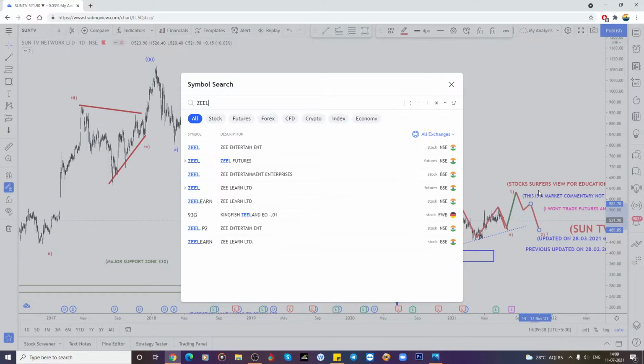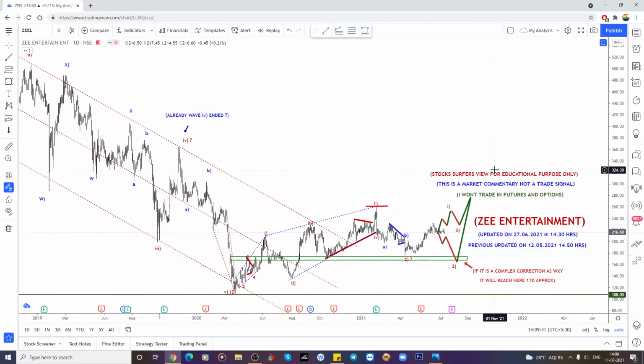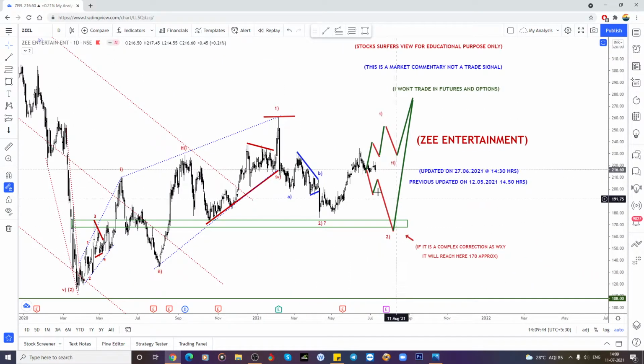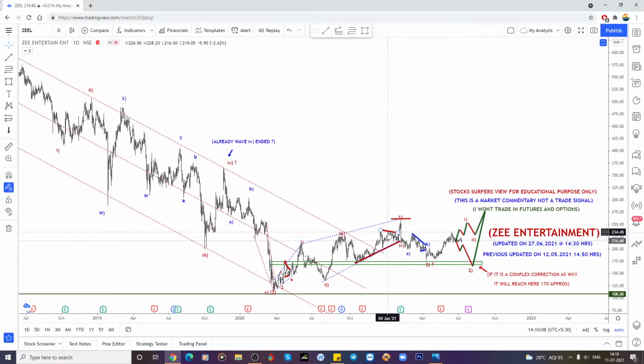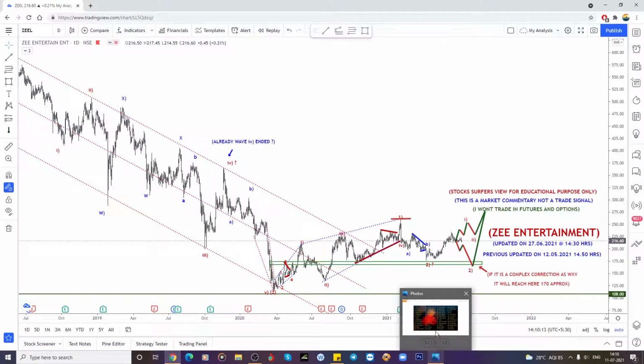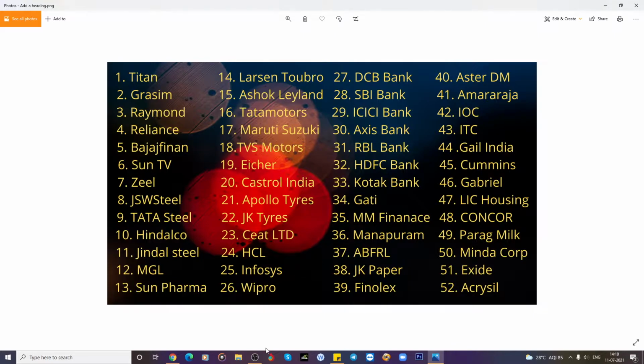So Zee, here same plan, nothing has changed. So ABC is a 2nd wave, or here it is making the 5-wave structure. So that could be a wave 3 of the wave 1 of wave 3. Otherwise, if the wave 2 is still ahead in the complex corrections, this could make one more wave, three-wave structures to the downside. If it is a connecting wave, one more three-wave structure to the downside is also possible. So next, I think we will move on to that. Yeah, Sun TV and Zee are completed now.